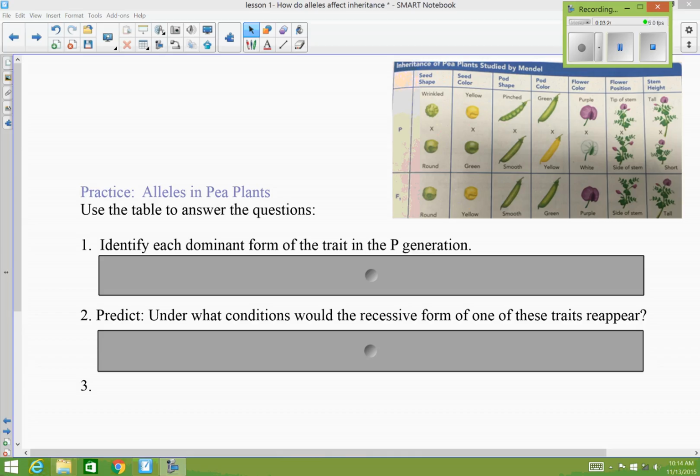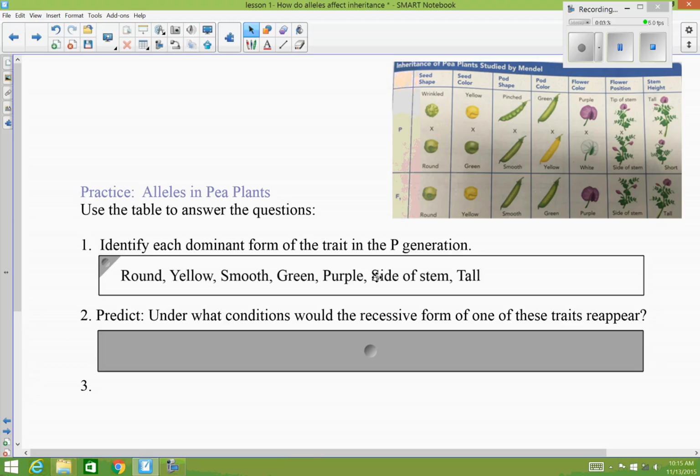Okay, so for pod shape, you should have written down smooth was dominant. For pod color, green was dominant. Flower color, purple was dominant. Flower position, side of the stem was dominant. And for stem height, tall was dominant. And in case you didn't get all of that, there you go. Okay, so you need to write these down. You're going to have to hit pause because I'm going to keep on talking.